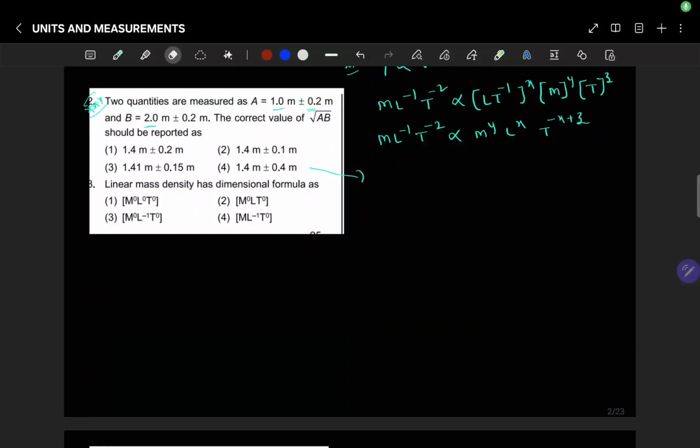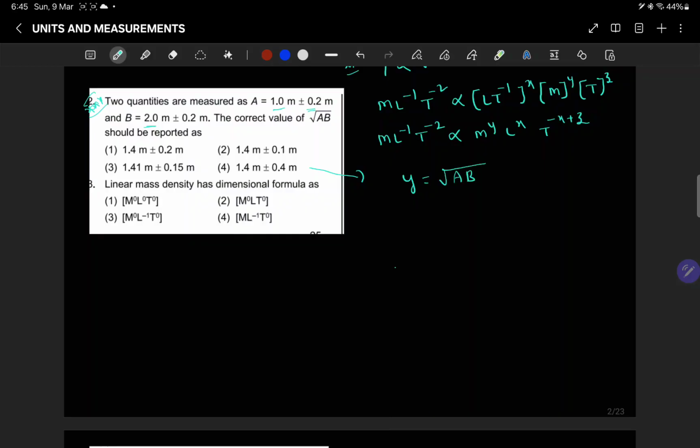Yes, students. Next question. Two quantities are measured: A is 1 plus or minus 0.2, B is 2 plus or minus 0.2. The correct value of root AB. This model question is important, students. These are deciding questions. Please concentrate. Y equal to root A into B is given in the question.